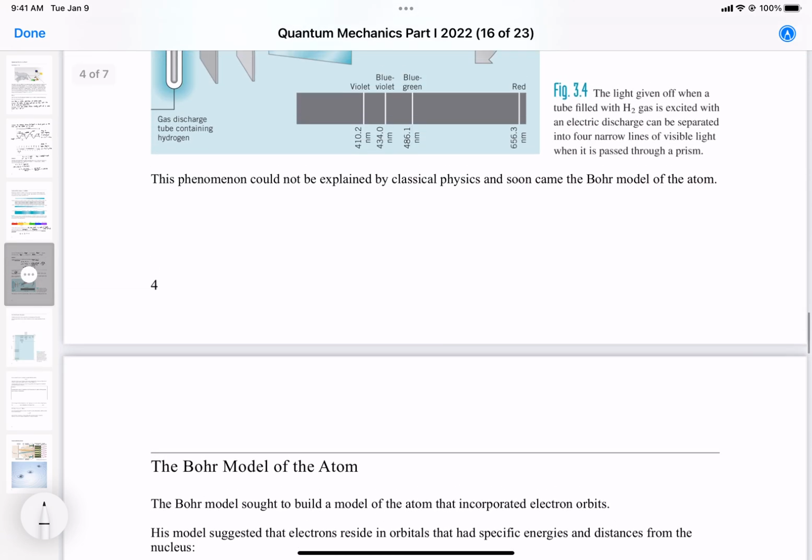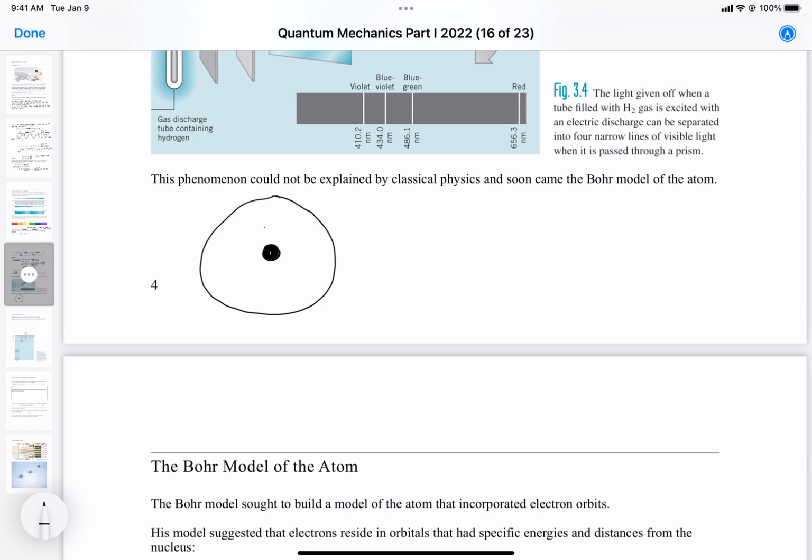Let me just draw it. Let's draw it up here. So before the Bohr model, right? Essentially, what we had was a dense nucleus in the center, and around it the atom was mostly empty space. So let's assume this is a sphere, okay?